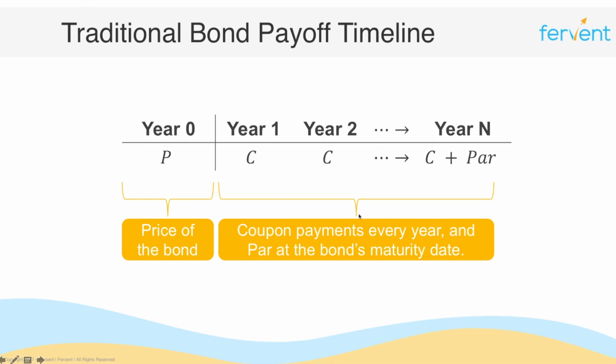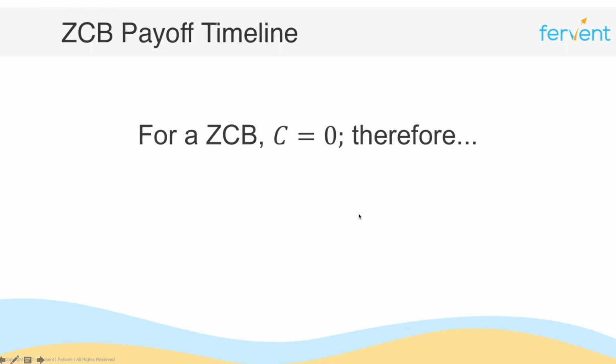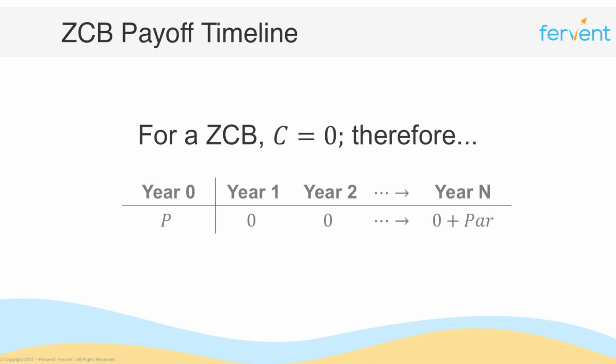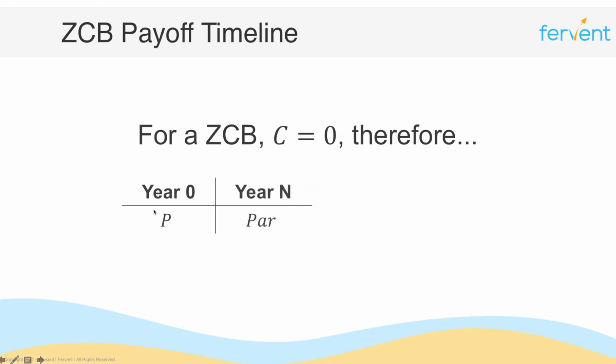We know that for a zero coupon bond, C is equal to 0 because they don't pay any coupons, so the coupon is equal to 0. So with a coupon equal to 0, the timeline looks like this. You still have the price that you pay at year 0, and every year you're going to get 0 because it doesn't pay any coupons, and at year N, which is when the bond matures, you'll get this par value. So this timeline essentially simplifies because all of this goes away, so you end up with something like this. You've got the price at year 0, which you pay to earn this par value at year N. And that's pretty much it.